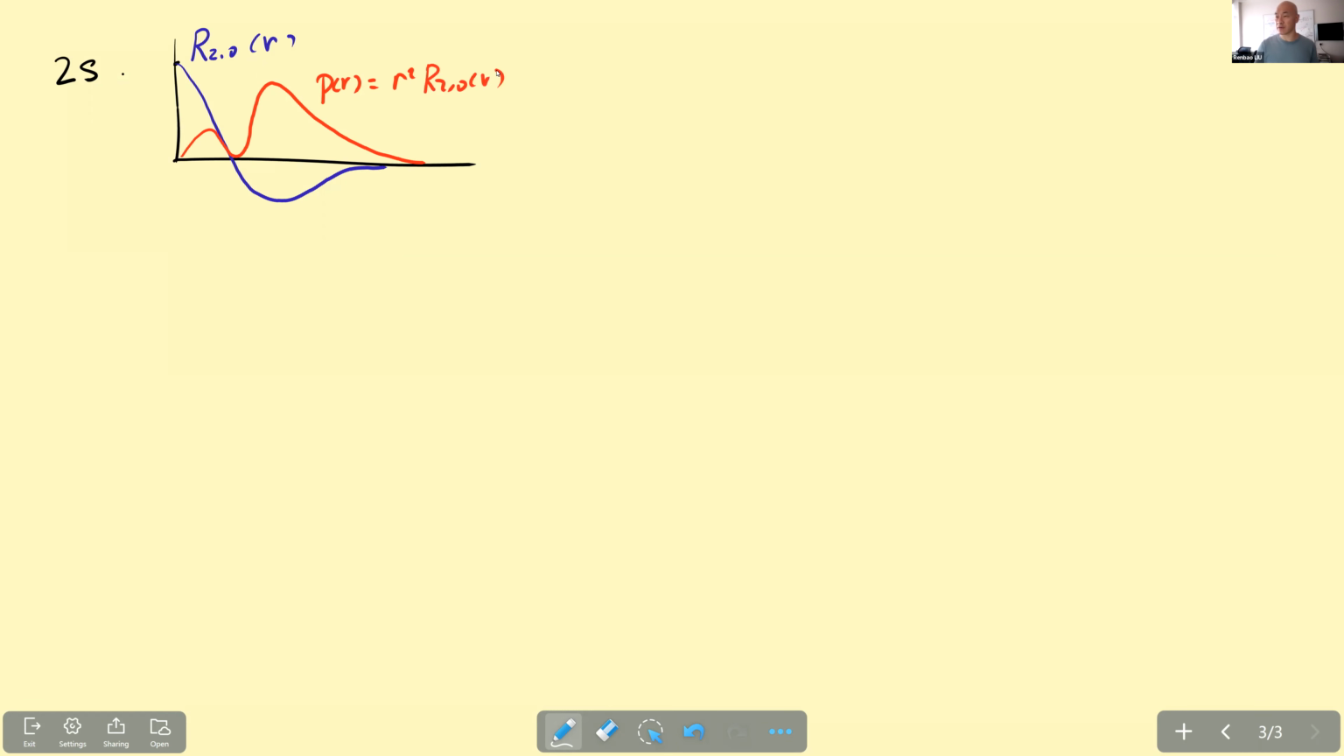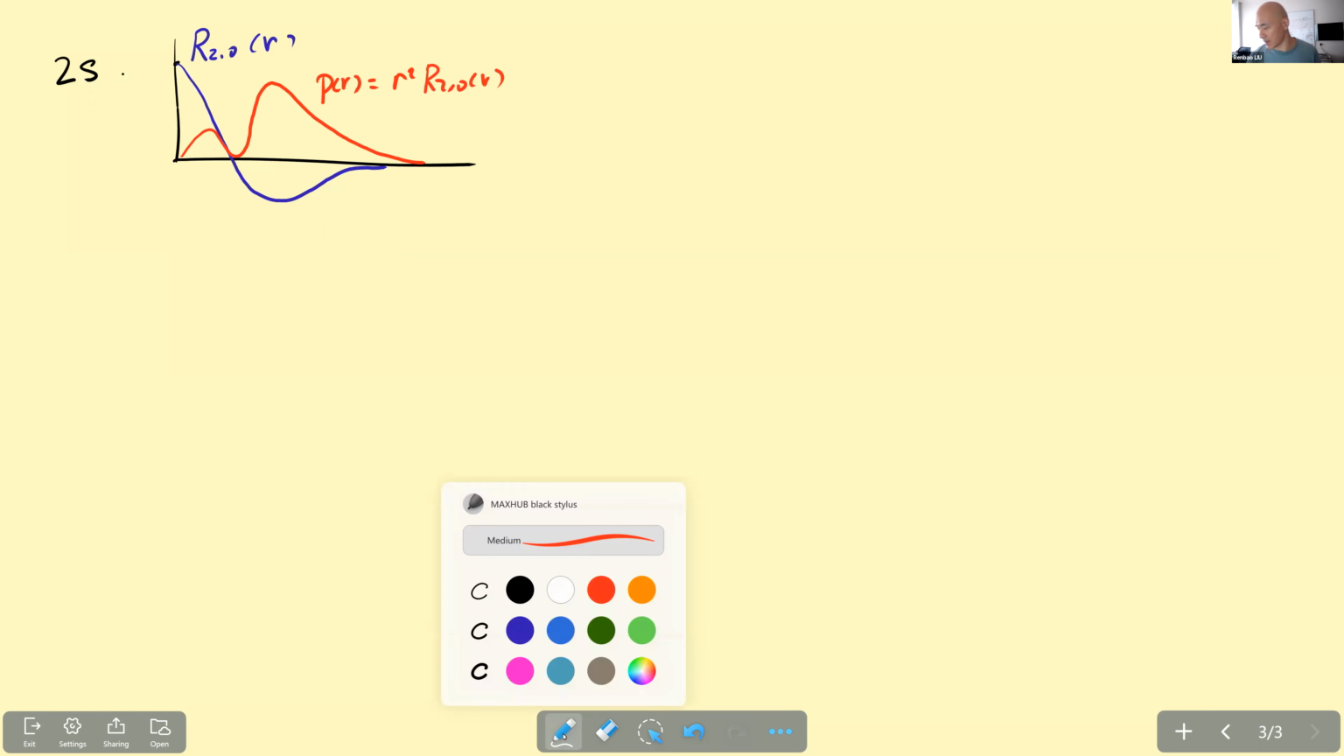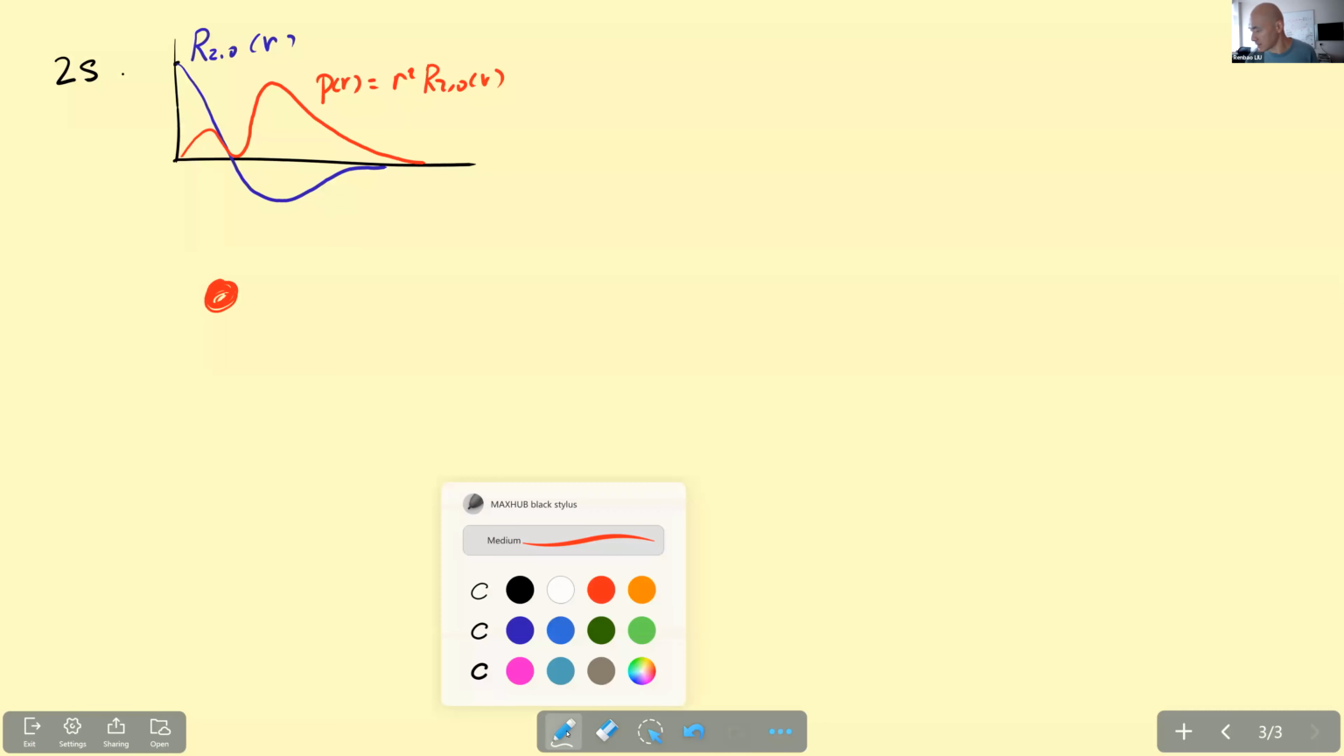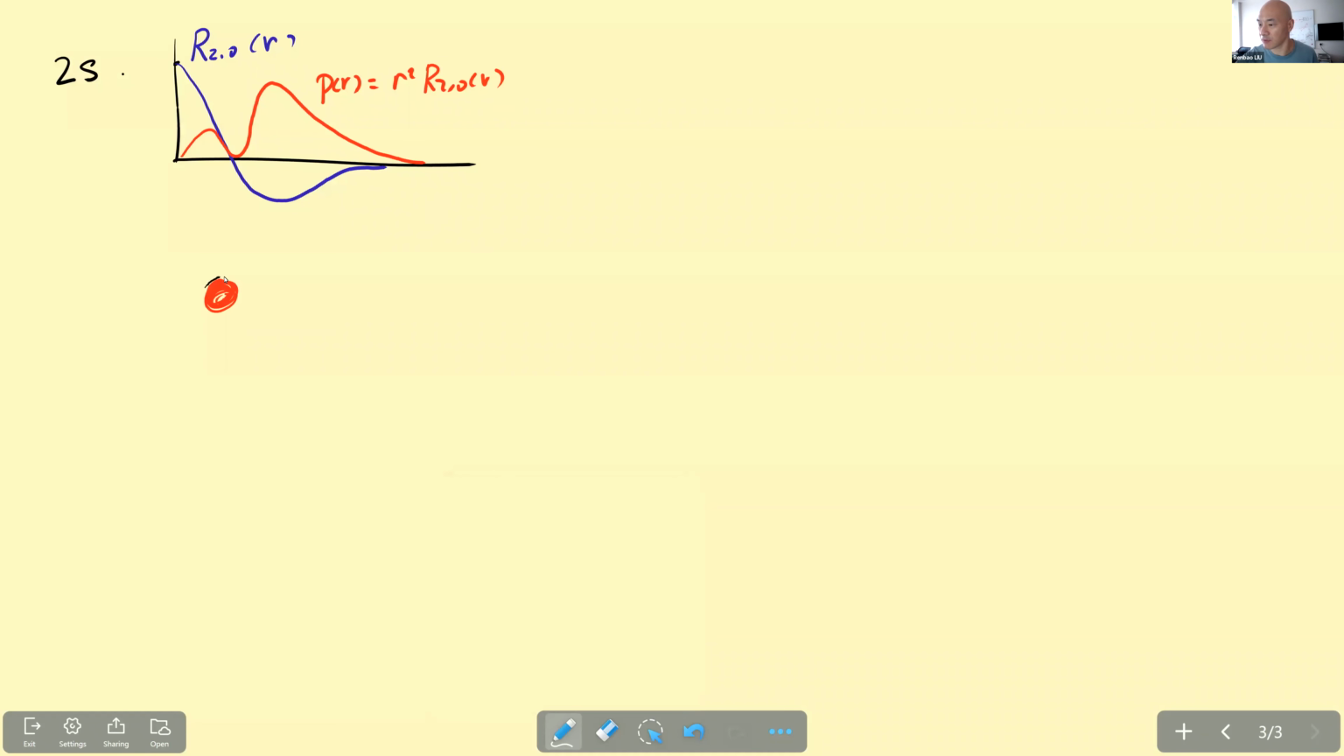And if you look at this wave function, it goes like this one. It has a maximum inside, right? Okay, but then there's one radius, so at this radius, the wave function is equal to 0, right?